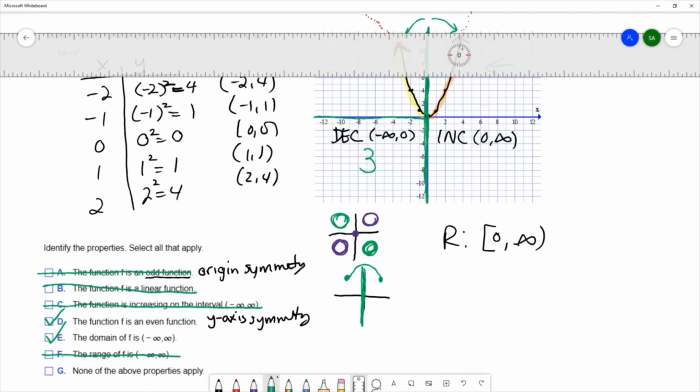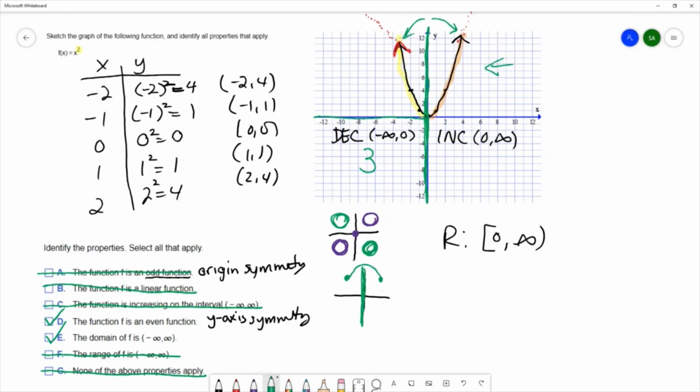The final one says none of these properties apply. Since I've selected 2 of them, I wouldn't check this one either. So the 2 properties I would select is that this function is an even function and the domain is from negative infinity to infinity.